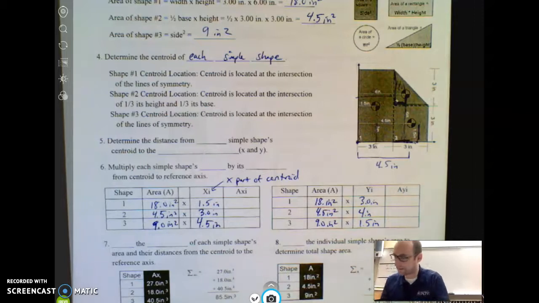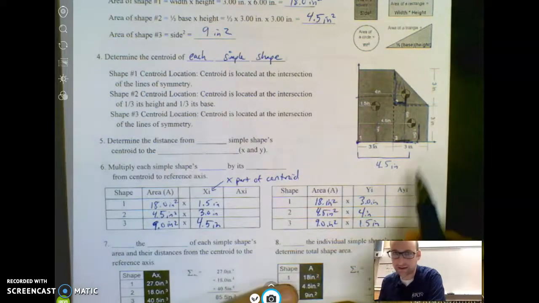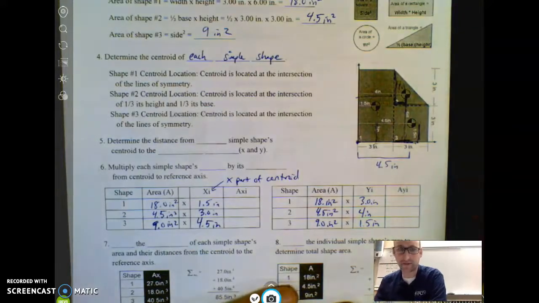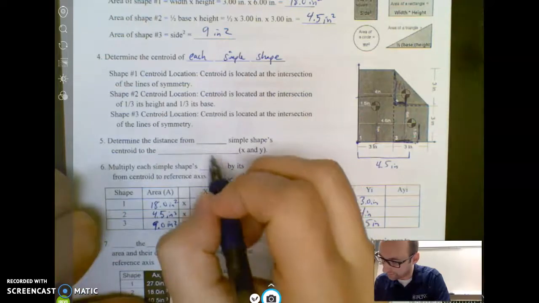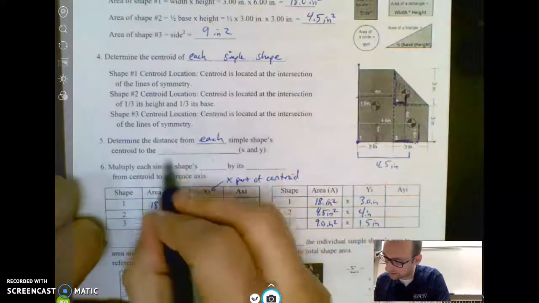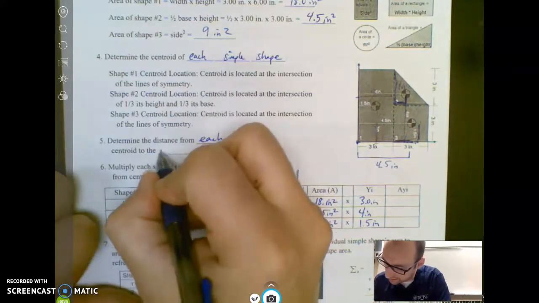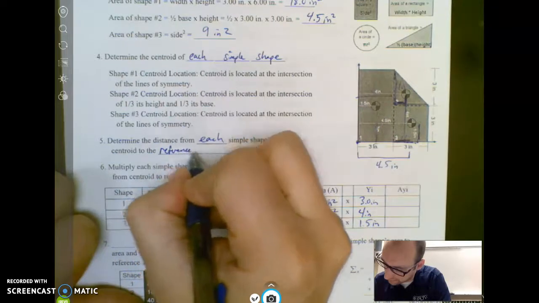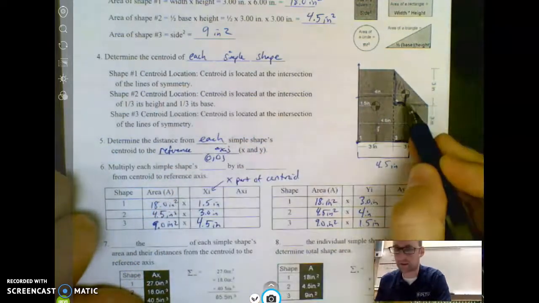Okay, so that's pretty easy. You did it for the x's, you did it for the y's. Each shape gets their own formula. So determine the distance from each simple shape's centroid to the reference axis. We just did that. That was from 0, 0. That's why we didn't write a 1 here, we wrote a 4.